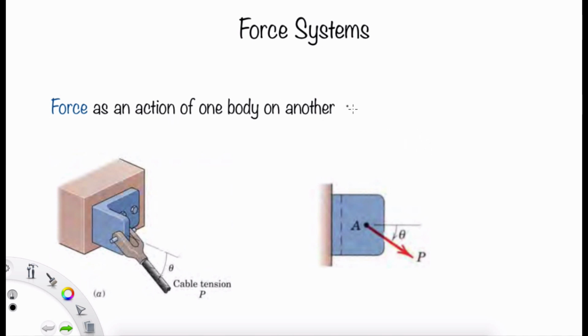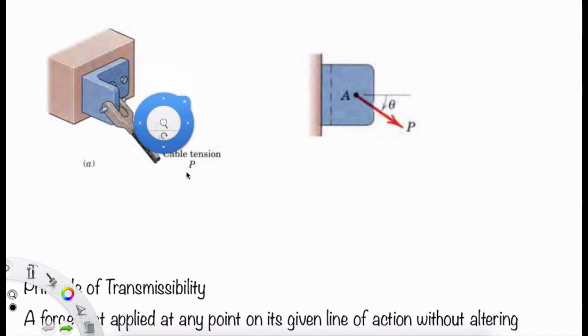Now we are going to discuss force systems. A force system is an action of one body on another, and it tends to cause movement of a rigid body. In real life, you can also see this in the following case.